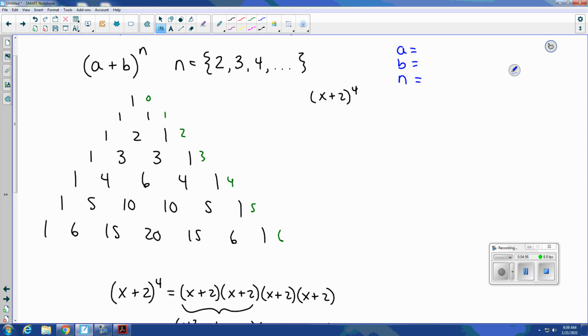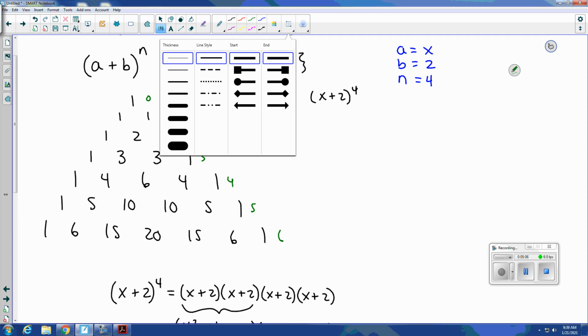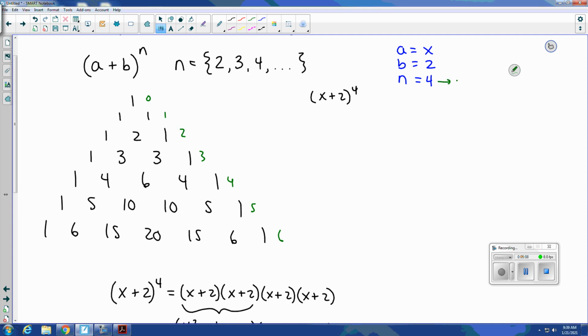The a term is x. The b term is positive 2. So if it was minus 2, we would have to identify b as a negative 2. And the n value is 4. The n value is going to tell you what row from Pascal's triangle to use. Okay, so we have to use row 4, which I already have labeled below.